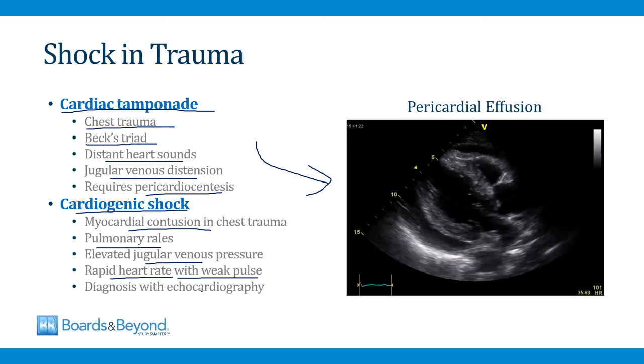And the diagnosis is usually made by echocardiography, but echocardiography is just a form of ultrasound, and so you can use the FAST ultrasound probe in the trauma bay to image the left and right ventricles, and if you see that they have poor contractility, that's evidence that the patient has a cardiac injury and may have cardiogenic shock.